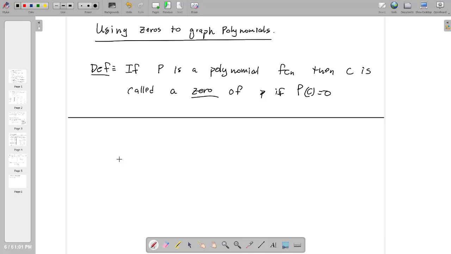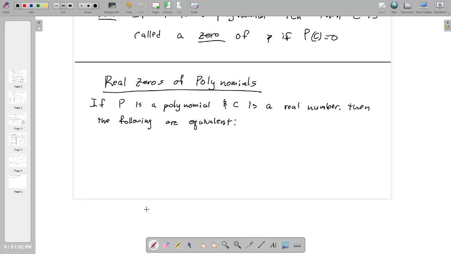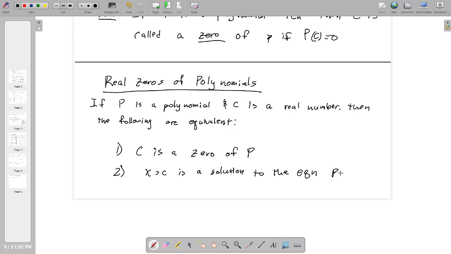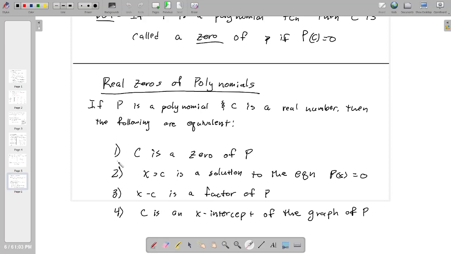Here what I want to talk about is some identical terminology. Real zeros of polynomials. If p is a polynomial and c is a real number, then the following are equivalent. 1, c is a 0 of p. 2, x equals c is a solution to the equation p of x equals 0. 3, x minus c is a factor of p. 4, c is an x-intercept of the graph of p. So what we're saying here is that each of these mean the same thing. 1, 2, 3, and 4 are identical statements.